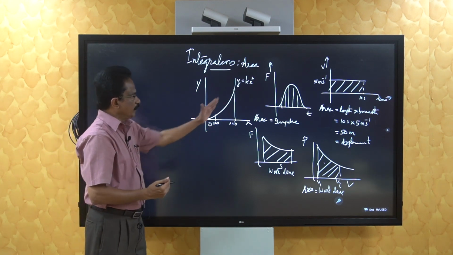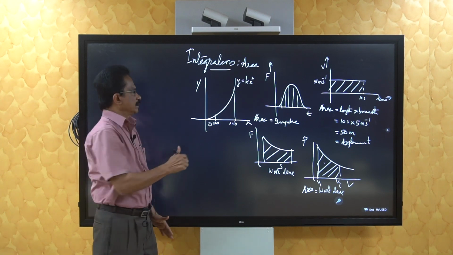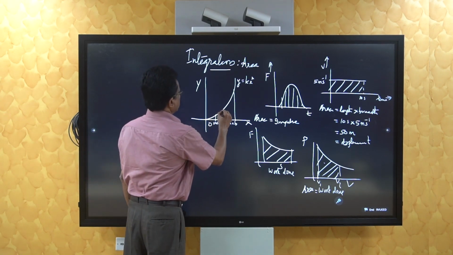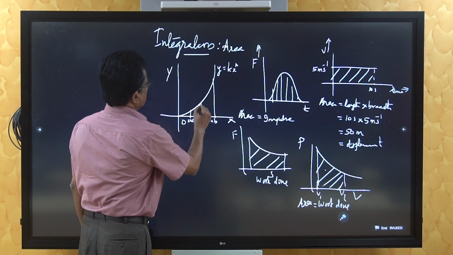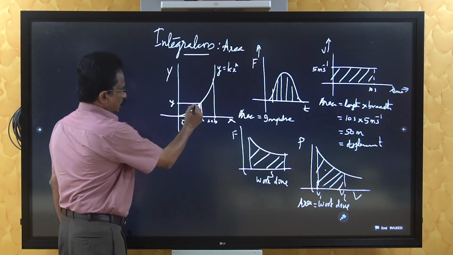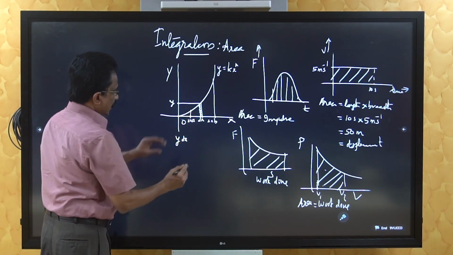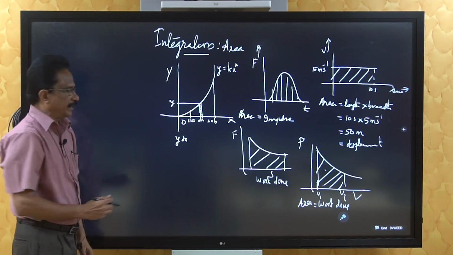What I do is divide the curve into a large number of small segments. This is one segment I picked up. This is one small segment of width dx and the height of which is y. So what is the area of this strip? Area of the strip is y into dx. Height is y, width is dx, y dx.